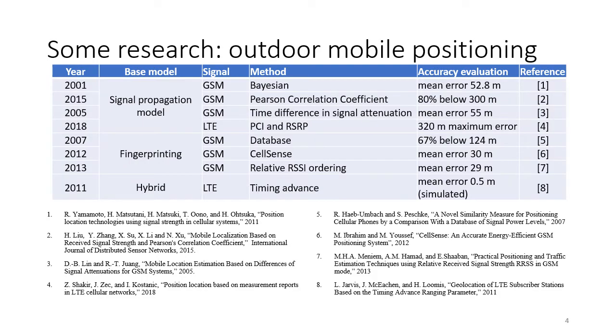Research on this subject have emerged since the beginning of 2000s, that is when the cellular phone began to be widely accessible to many people. There are three main base models. They are signal propagation model, fingerprinting, and combination of both. The type of signals range from GSM or 2G to LTE or 4G. Those methods work by signal strength or time-based. We can see that there is still room in the subject for improvement of accuracy.